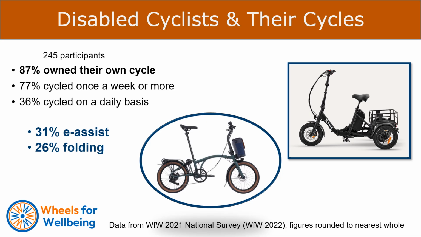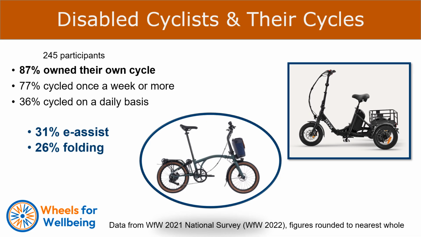It enables disabled people to travel further, and it also enables disabled people to travel at a safe speed, particularly when using on-road infrastructure and needing to navigate junctions and roundabouts where without e-assist, disabled people would not be moving at a safe enough speed to interact with traffic. So e-assist is a very important accessibility feature.